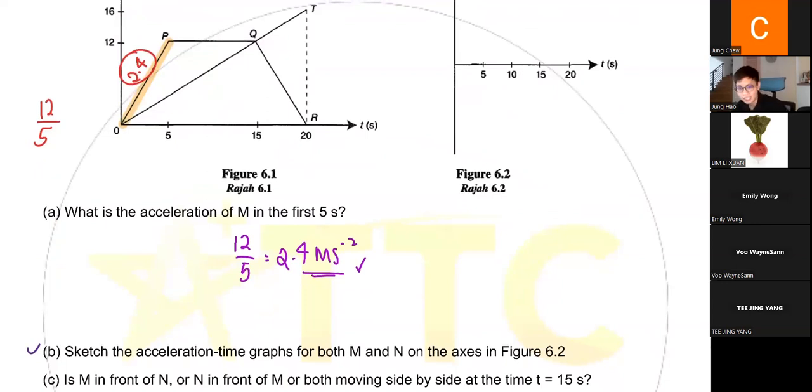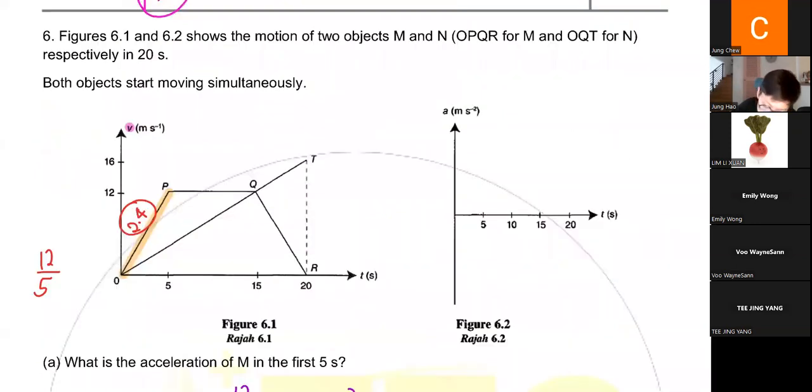Now, sketch the acceleration-time graph. This is very cruel, because you have to do the sketching. Which is easier to sketch? In this question, they tell you that OPQR is for M, and OQT is for N. Meaning this line is the M line, and that is the N line. So OPQ is the M line, and that's the N line.